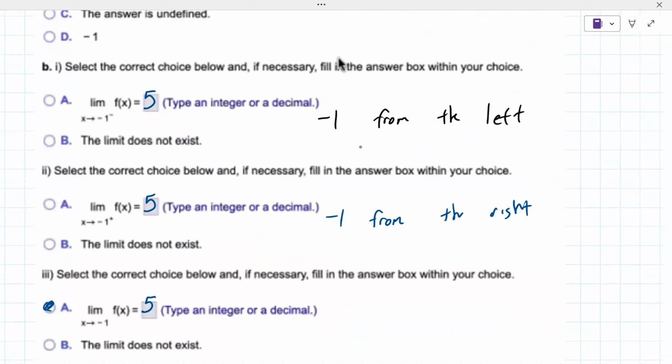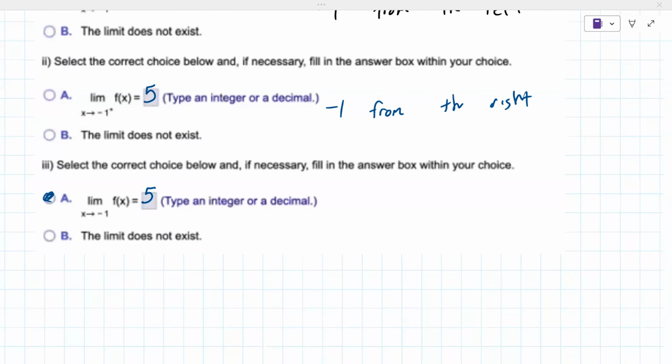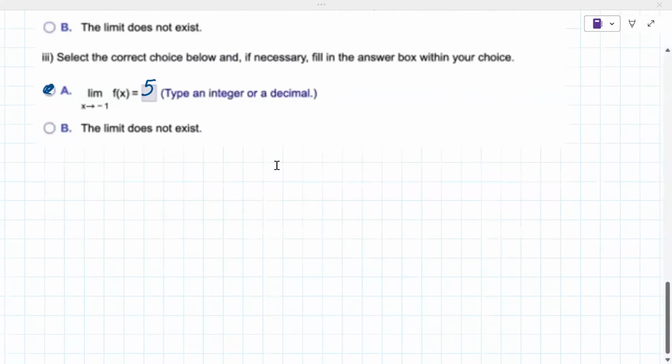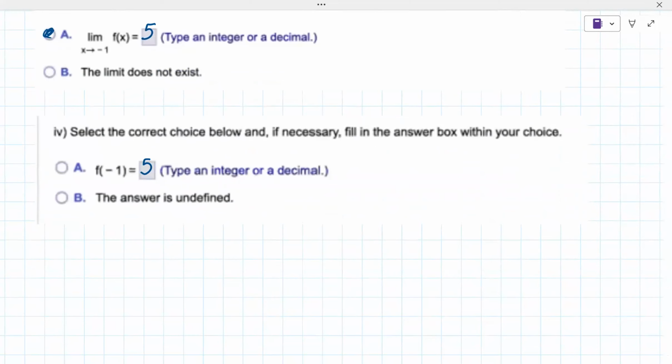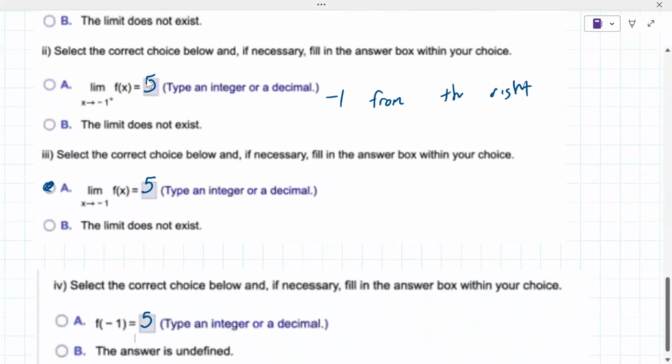You will get a question like this on your test. This is kind of a standard test question. And then the last one for part 4 is just to evaluate the function at -1. It's like, what is the output when x is -1? Well, if you go back to the graph, it is still 5. So they're all five. Those last four are all five.